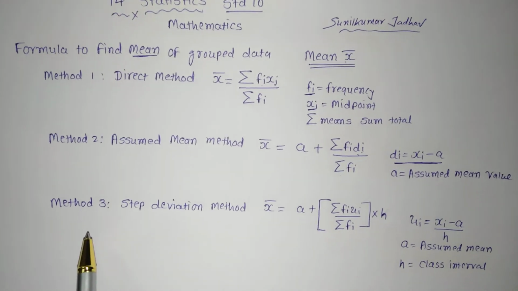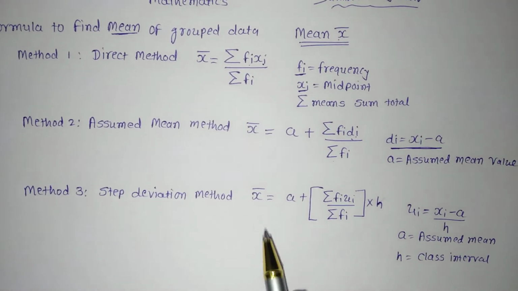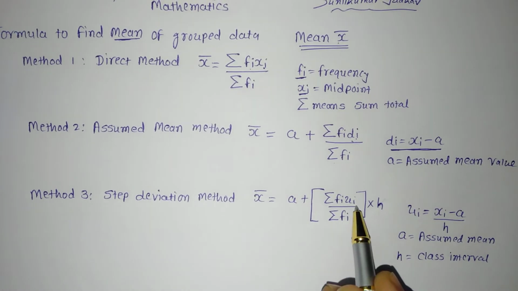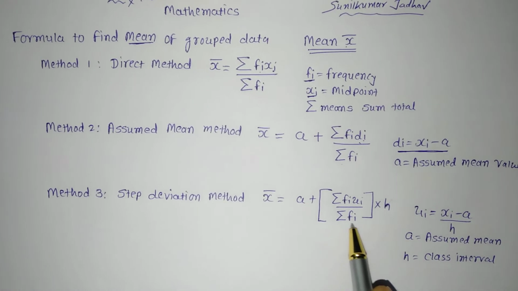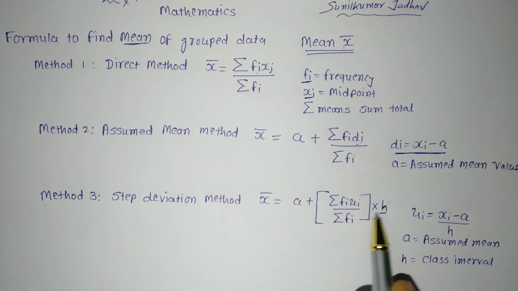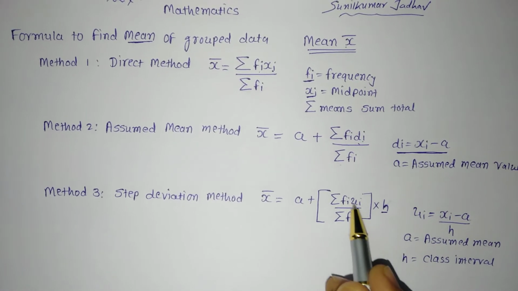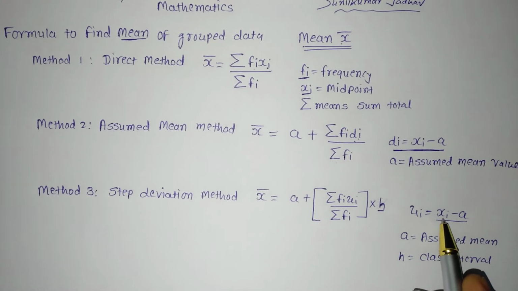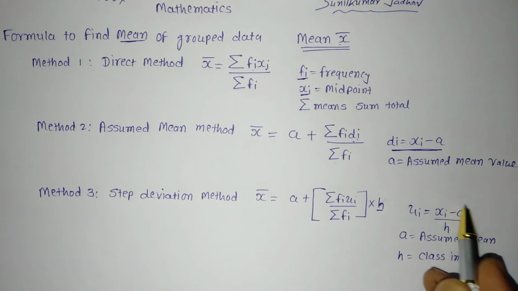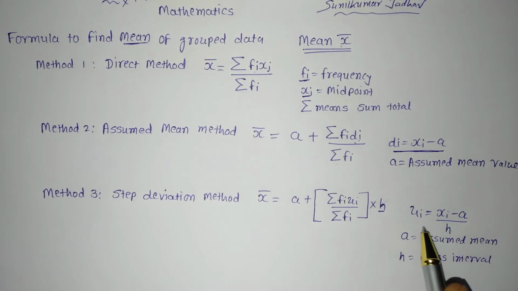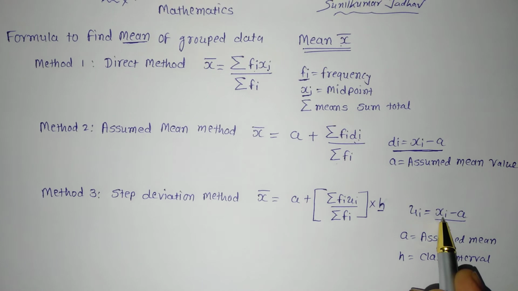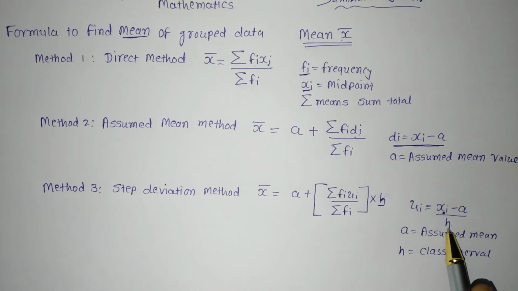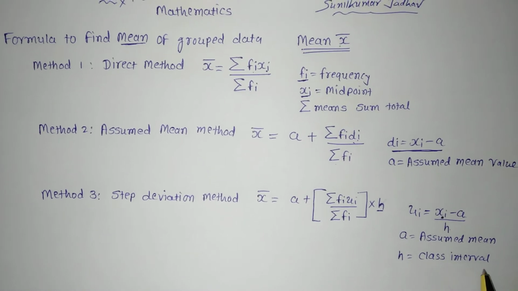Now let us see method number 3, that is the step deviation method. In that, the formula is x bar is equal to a plus sigma fi ui upon sigma fi, into h. Here h is additional, and instead of di it is ui. Now what is ui? Ui is equal to xi minus a upon h. This is the formula to find out ui. What is the meaning of ui? Xi is the midpoint, minus a means the assumed mean, and what is h? H is the class interval.